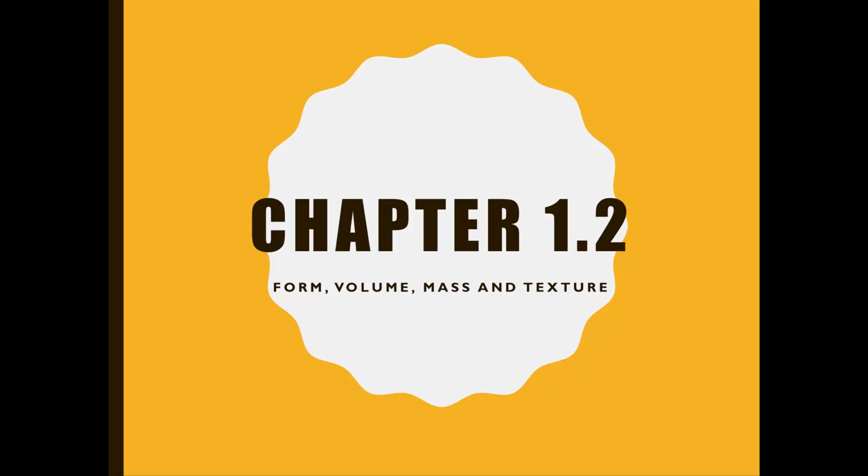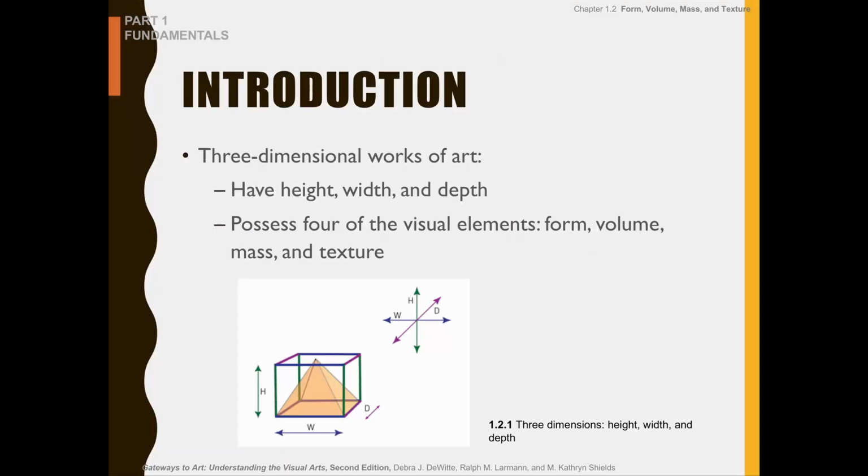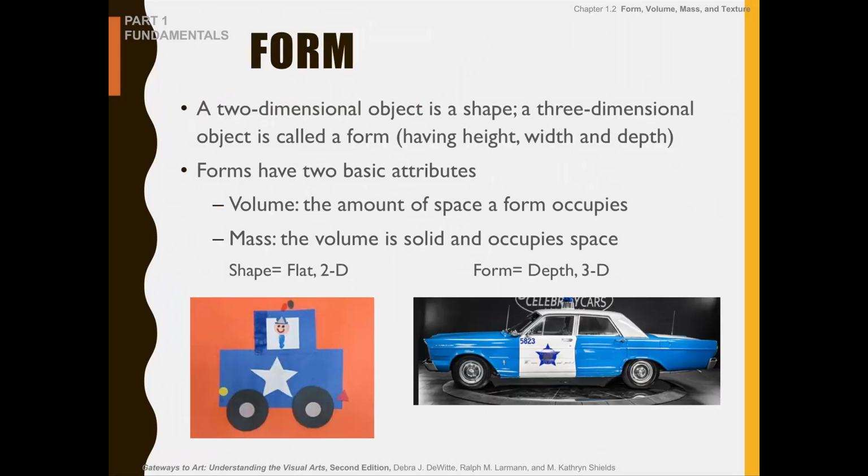All right, so let's look at chapter 1.2. We're going to look at form, volume, mass, and texture. First, this is in comparison to what we were talking about in 1.1. In 1.1 we said 2D has height and width, but when you add depth, it becomes three-dimensional. So for example, the pyramid below is 3D as opposed to a flat triangle.